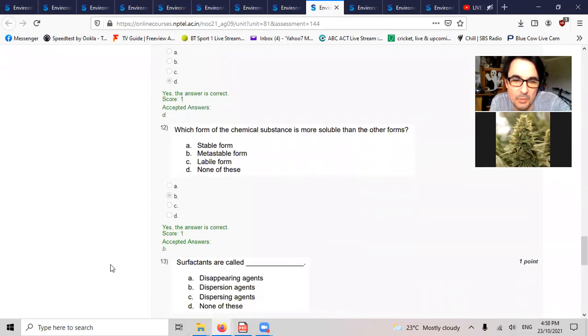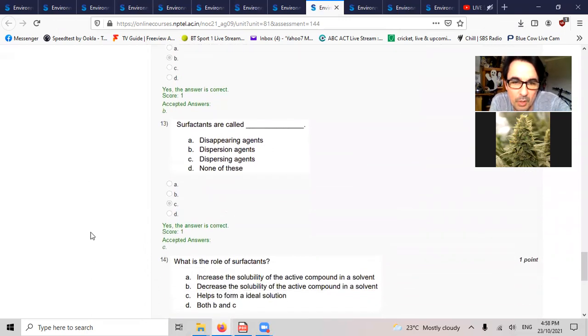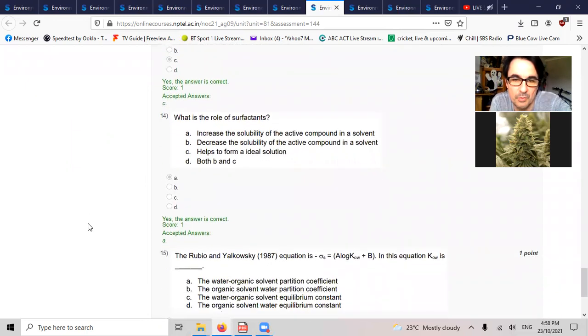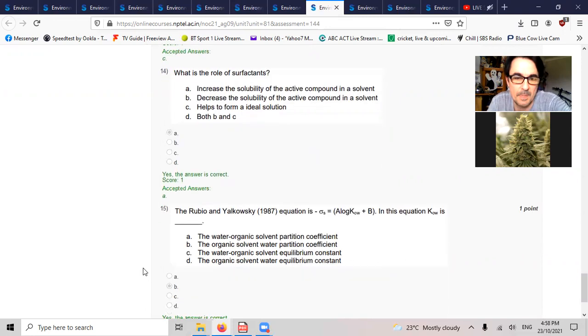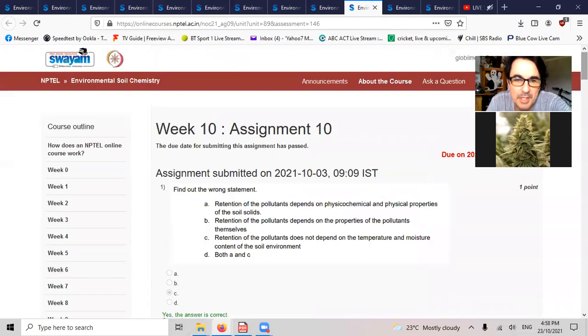Surfactants, well, they disappear, don't they? Disperse. The role of surfactants is to solubilize. The equation Kow is octanol and water, so it's organic water. Quick, let's go. 10, the wrong statement.